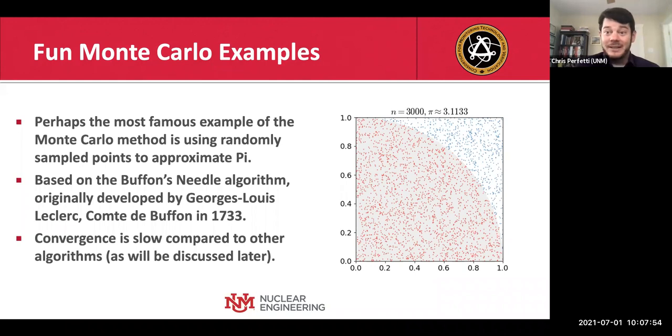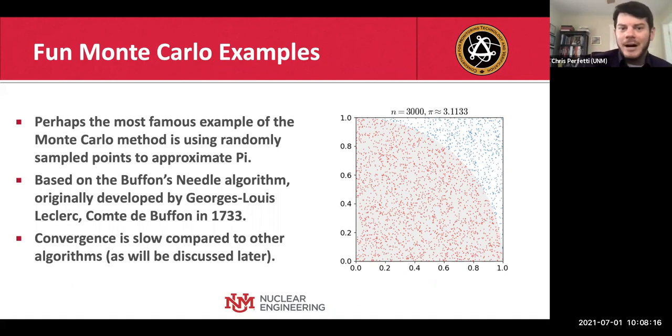It was originally done with a needle and 2 parallel lines. It works that way, and the inventor of it was actually able to compute pi to a couple of digits successfully. It's actually a fairly slow way of computing pi compared to other algorithms, but we'll talk about convergence of Monte Carlo methods and accelerating them and that kind of thing a little bit later.